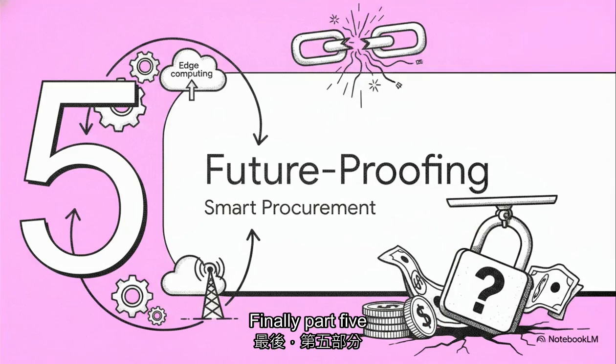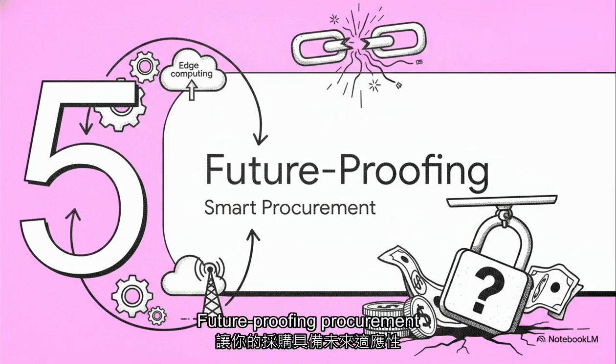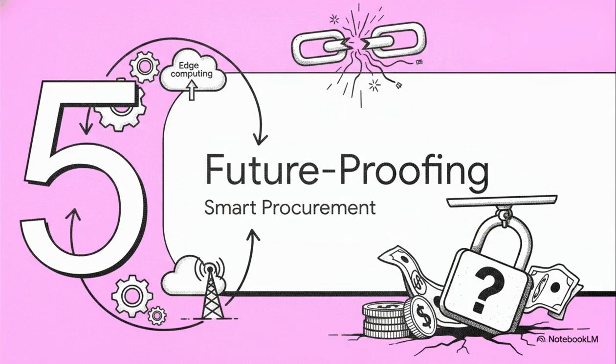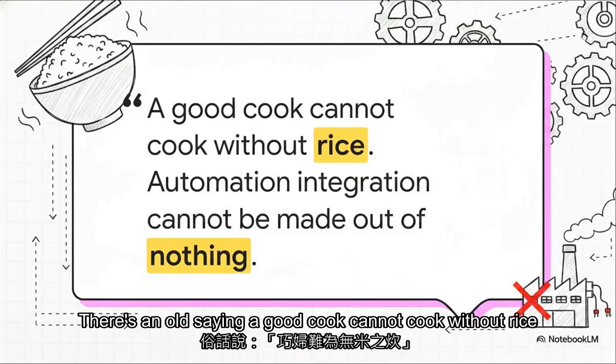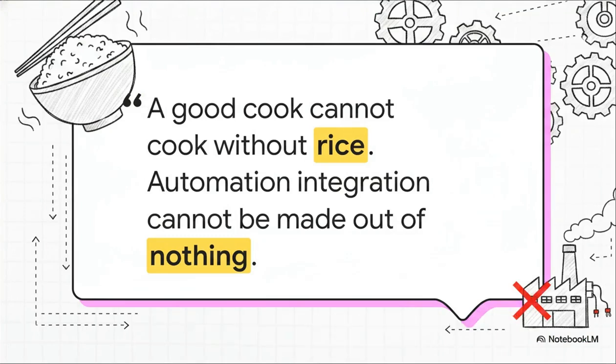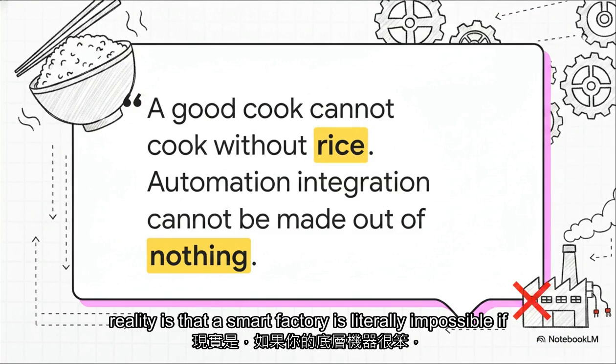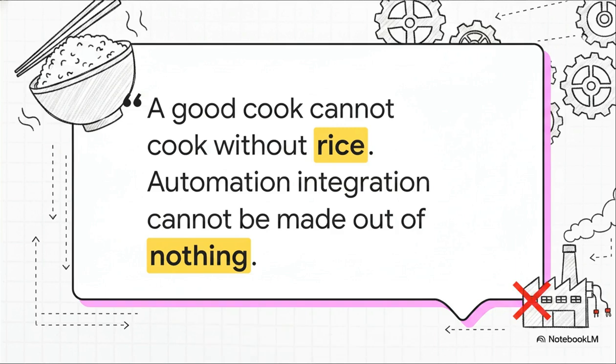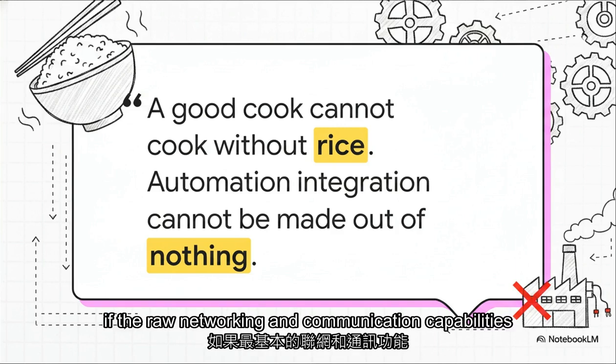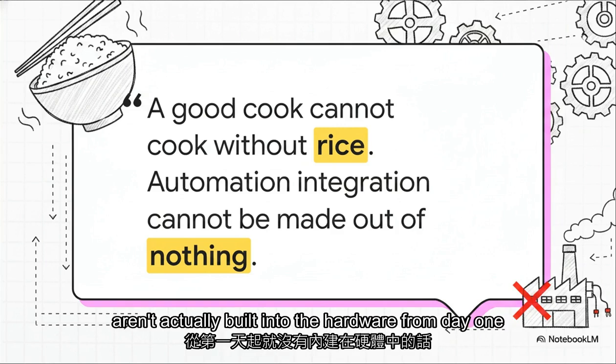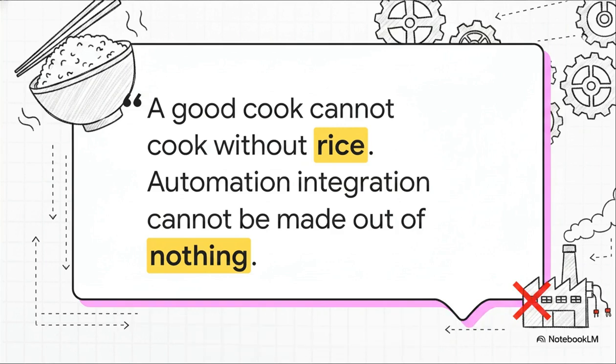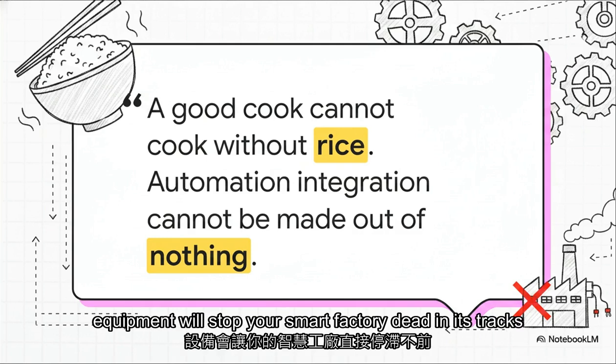reflexes. Finally, part 5, future-proofing procurement, smart purchasing. There's an old saying, a good cook cannot cook without rice. Well, the harsh reality is that a smart factory is literally impossible if your underlying machines are dumb. You can't just magically integrate automation out of thin air if the raw networking and communication capabilities aren't actually built into the hardware from day one. Buying older, disconnected equipment will stop your smart factory dead in its tracks.